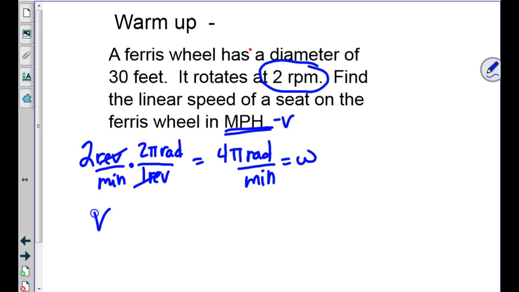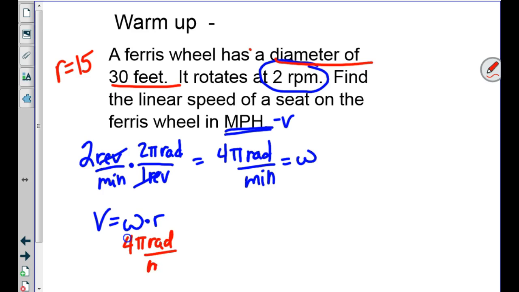How do you get to linear? Times the radius. What is the radius? That's a little tricky. Yeah, if the diameter is 30, the radius is 15. All right, so I have 4 pi radians per minute times 15 feet. Okay, are we going to be done? No. This is going to just go away, but it wants what? Miles per hour. Trying to be a little tricky here. So what conversions do we need?